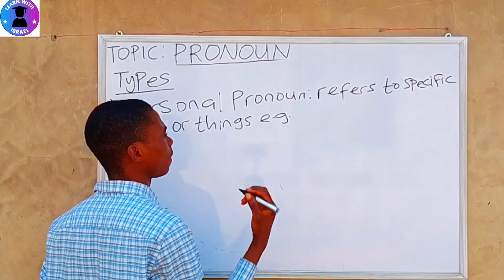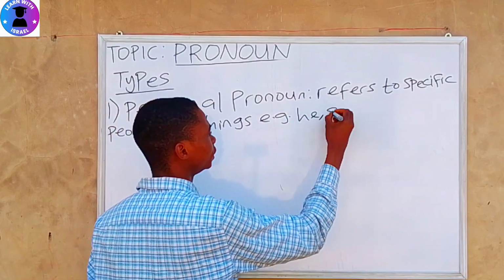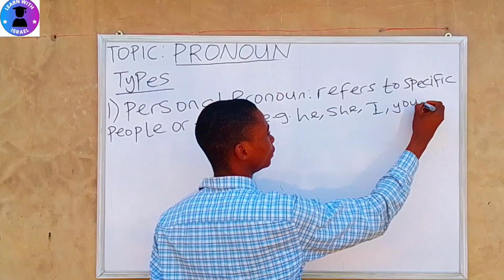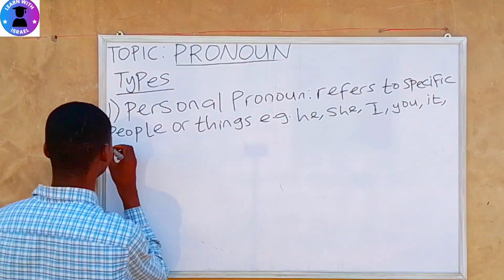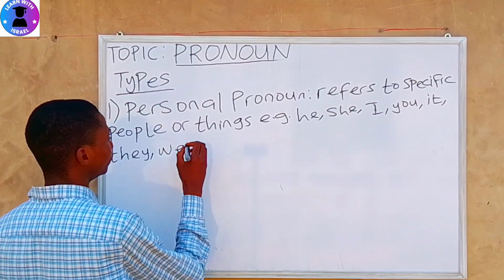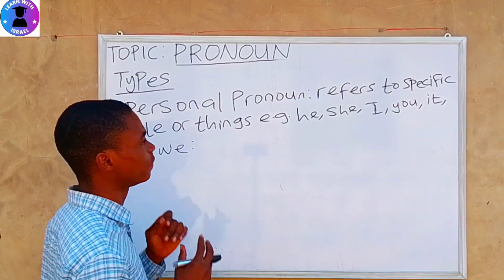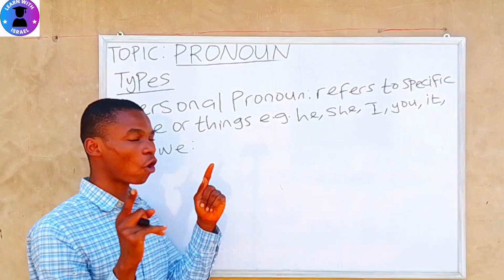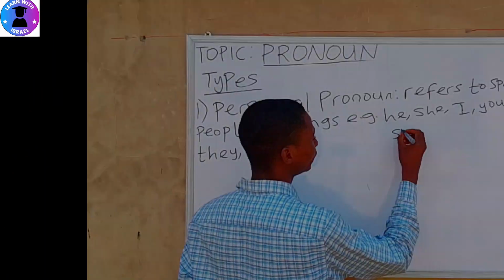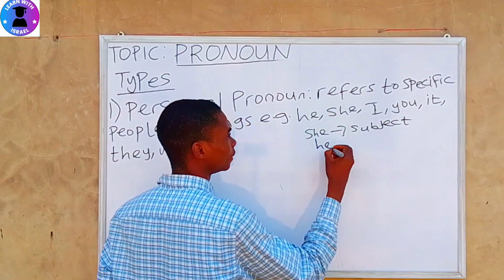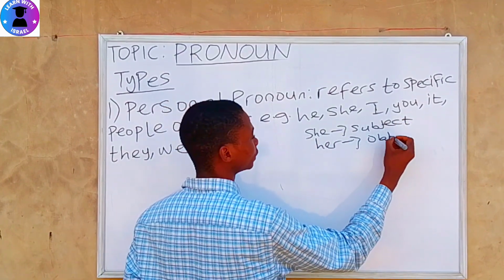For example, we have he, she, I, you, it, they, we. They are all used for subject or verb. It is not used for object, it is used for subject. She is used for subject, while her is used for object.